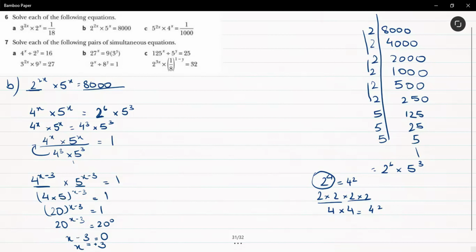Now I'm going to go on with part number C. Let me just read this up.